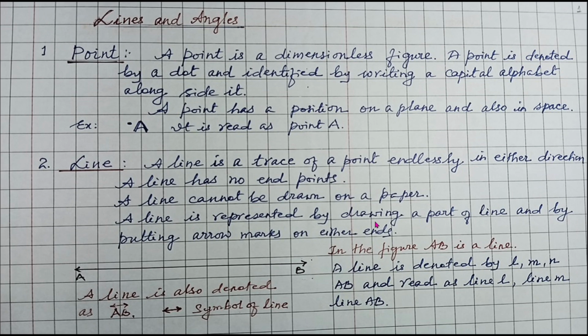A line is represented by drawing a part of a line and by putting arrow marks on either sides or on either ends. In the figure, AB is a line. So AB is a part of a line with the arrow marks at its ends represents a line. A line also can be denoted by line L, line M, line N, etc. And also the symbol of line is a small line segment with arrowheads on both the sides, and this is the line AB. Remember that.